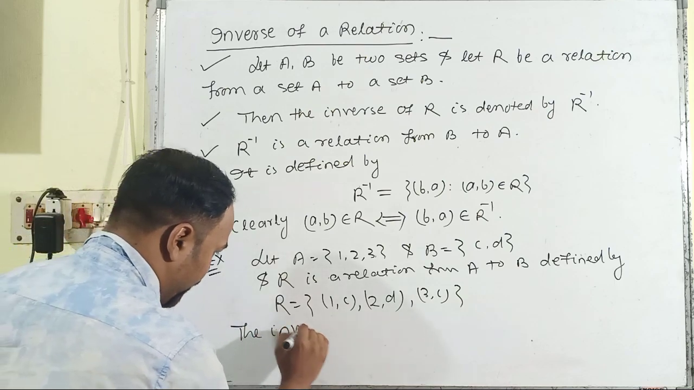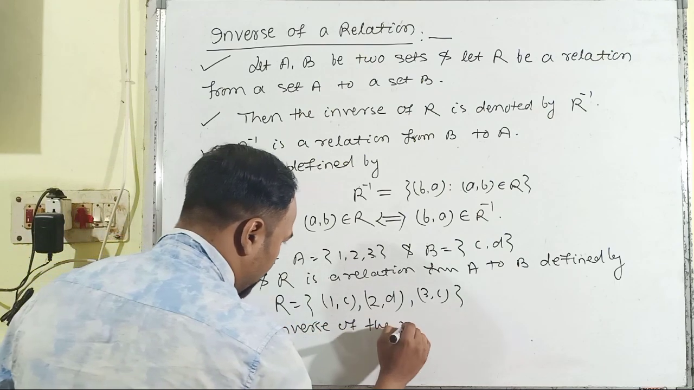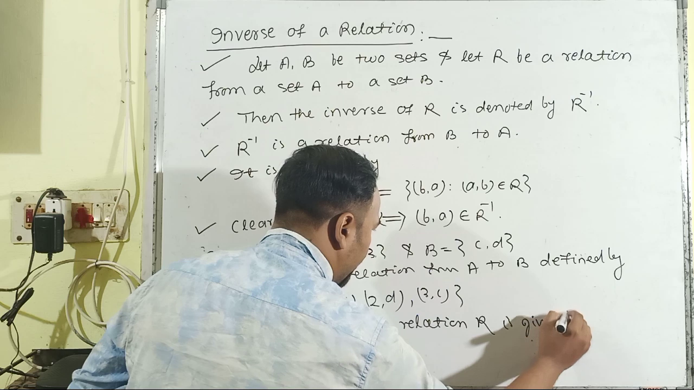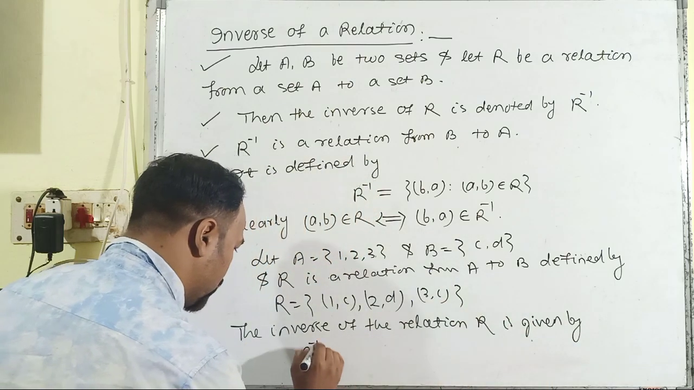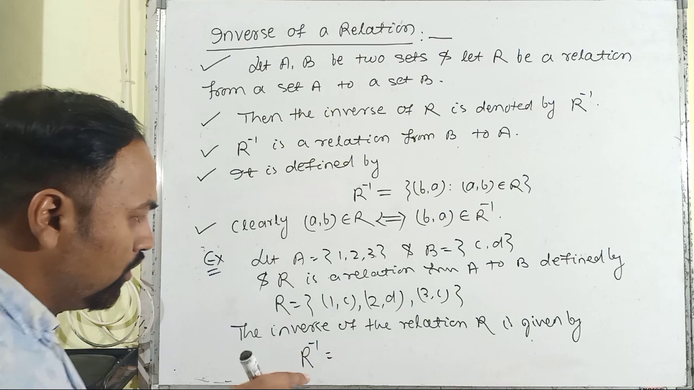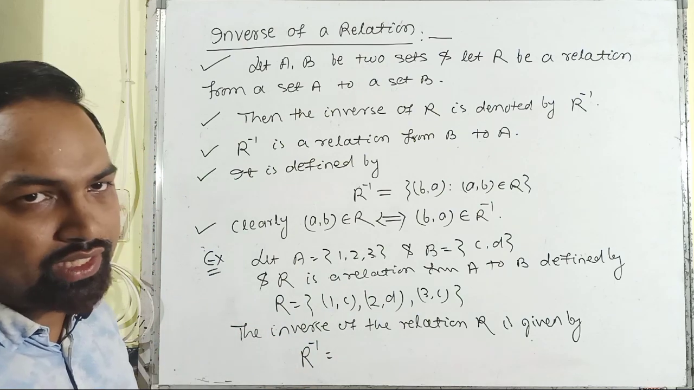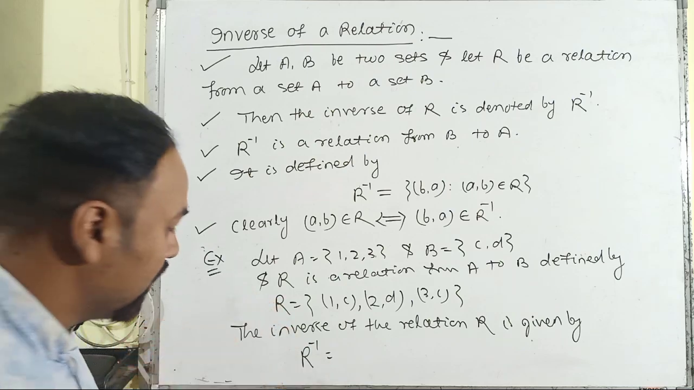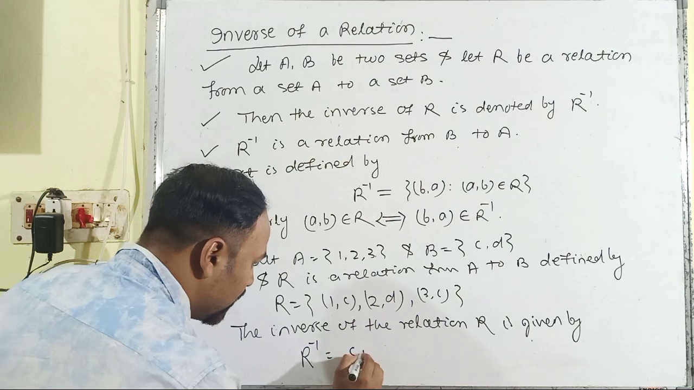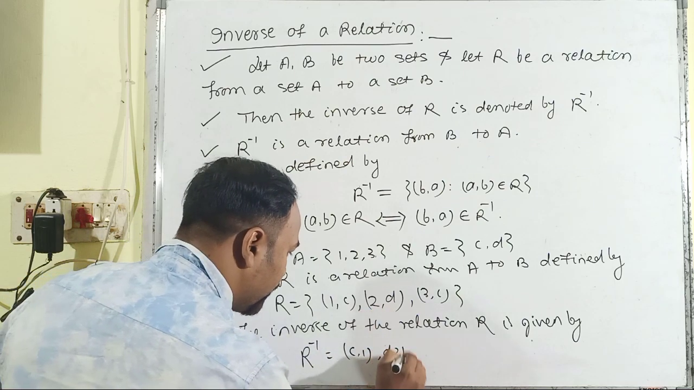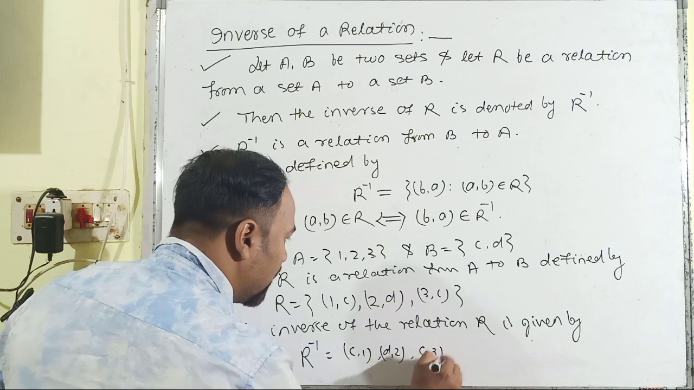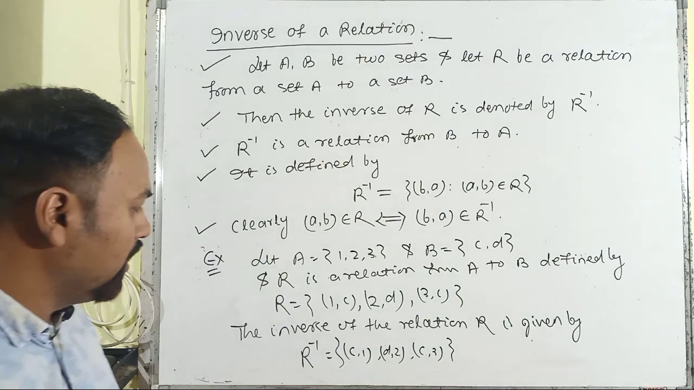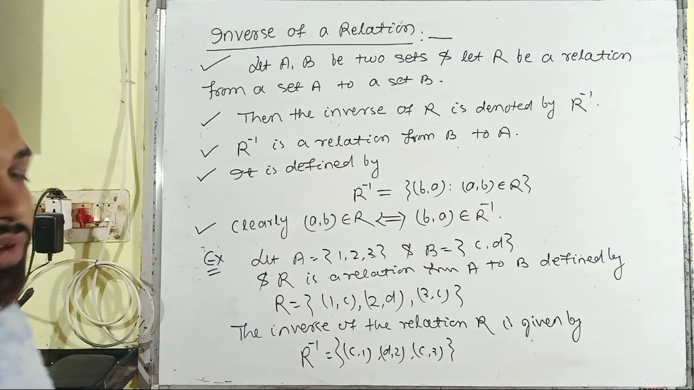Inverse of the relation R is given by R inverse is equal to, just we have to change the positions of the first component with the second component, and we have to repeat the step for all ordered pairs present in the relation set. So it will be (C, 1), (D, 2) and (C, 3), and this is R inverse, that means the inverse of the given relation R. So it is all about the inverse of a relation.